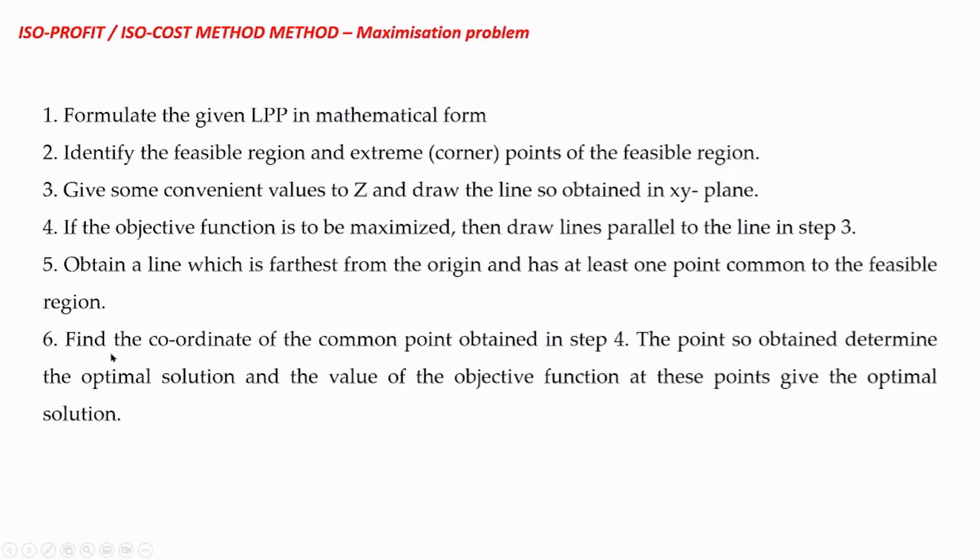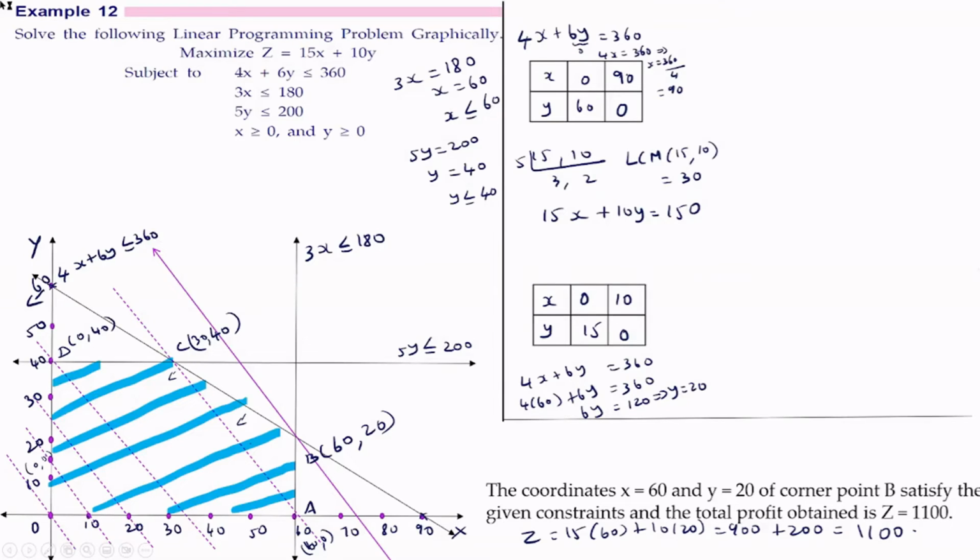The last step, step 5, is to find the coordinates of the common point obtained in step 4. The point so obtained determines the optimal solution, and the value of the objective function at this point gives the optimal value. So this is what we have done. We found the coordinates for this point and then we found the value for Z.